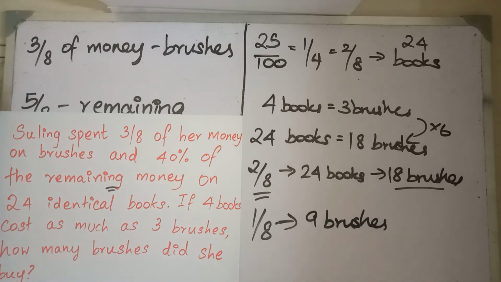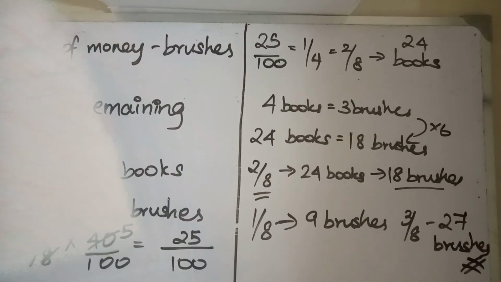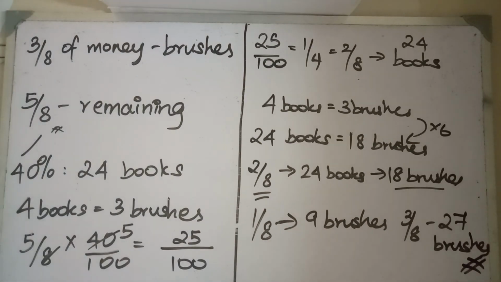She spent 3/8 of her money. So 3/8 of her money can be used to buy 9 into 3, which is 27 brushes. So in this problem, they have given very little amount of data, and with that we have found out that she has bought 27 brushes.